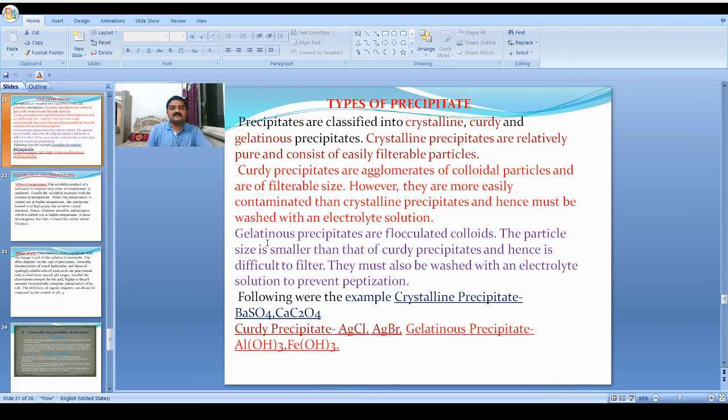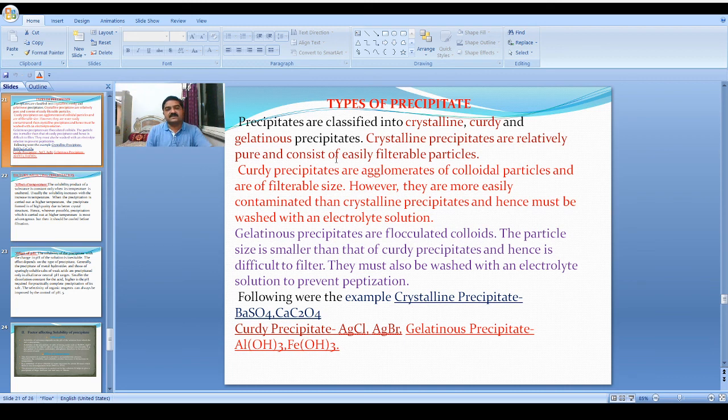And the third one is the gelatinous precipitate, which are flocculated colloids. The particle is smaller in size than that of the curdy precipitate and hence it is difficult to filter. They must also be washed with an electrolyte solution to prevent peptization, that means the formation of sticky material. Here are the examples: crystalline precipitate, barium sulfate, calcium oxalate; second, curdy precipitate, silver chloride, silver bromide; and gelatinous precipitate are aluminum hydroxide and ferric hydroxide.